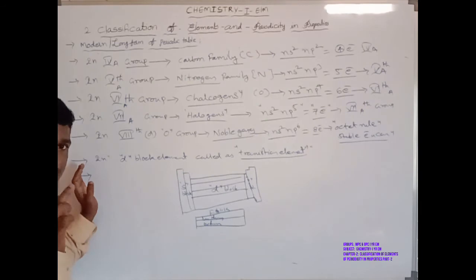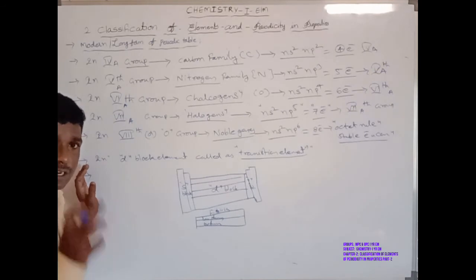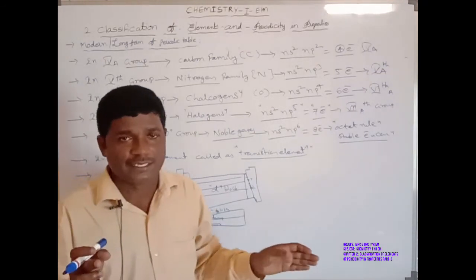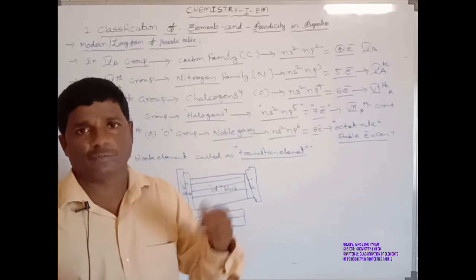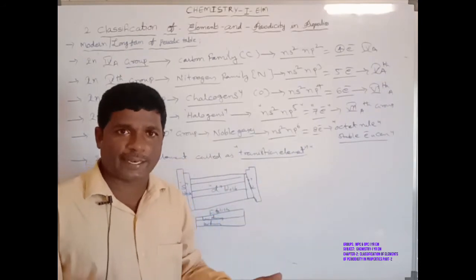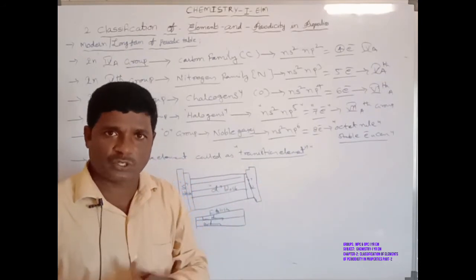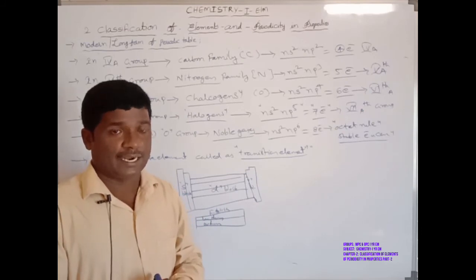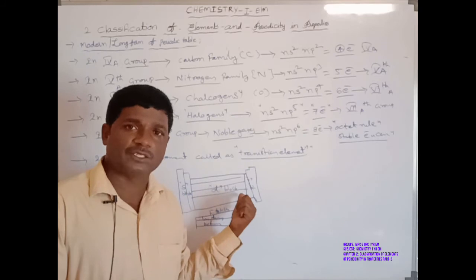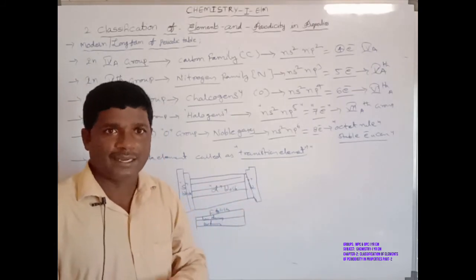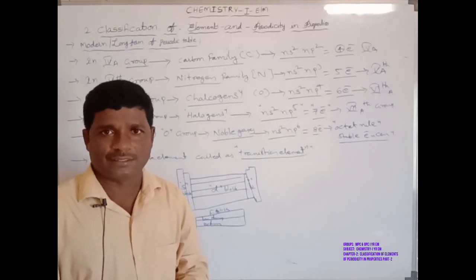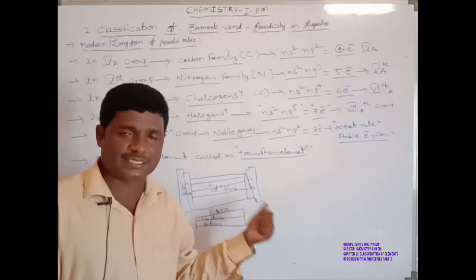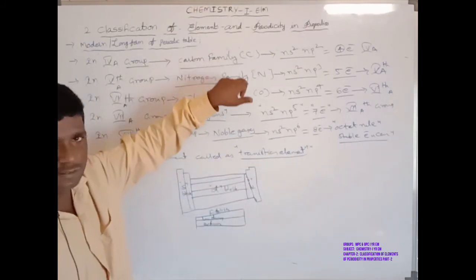Of the 7 periods, the first period consists of only 2 elements, so it is also called the shortest period. In the modern periodic table, the second and third periods consist of only 8 elements, so they are called short periods. The fourth and fifth periods consist of only 18 elements, so they are called long periods. The sixth period consists of 32 elements, so it is called the longest period. The 7th period consists of only 23 elements and is incomplete. That is the 7 horizontal rows, or 7 periods, and remaining are 18 vertical columns.